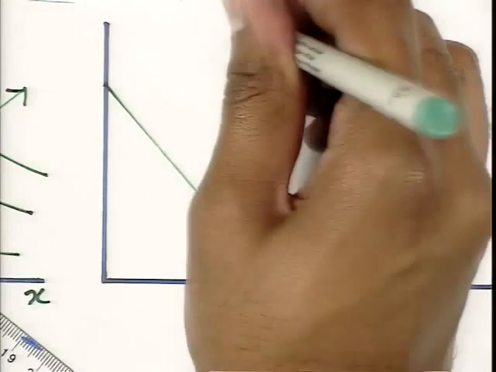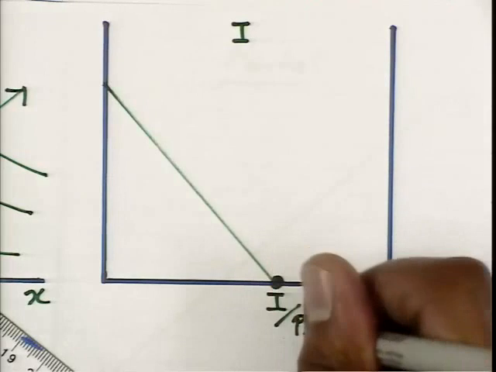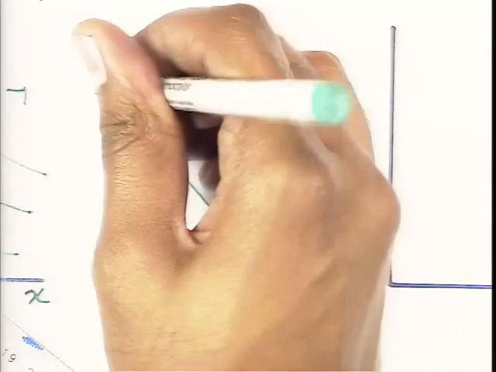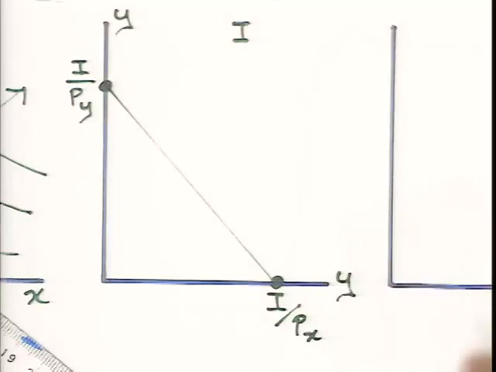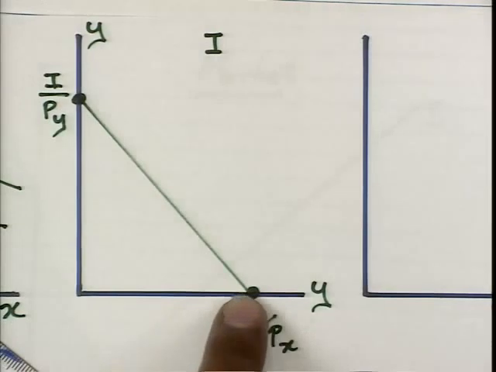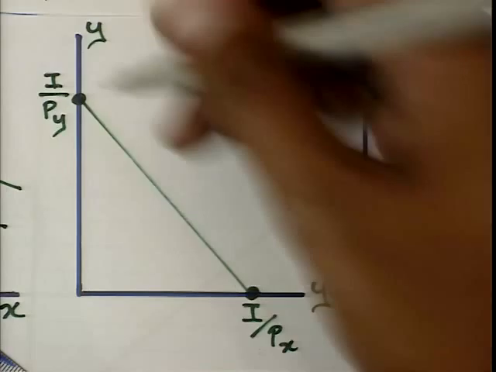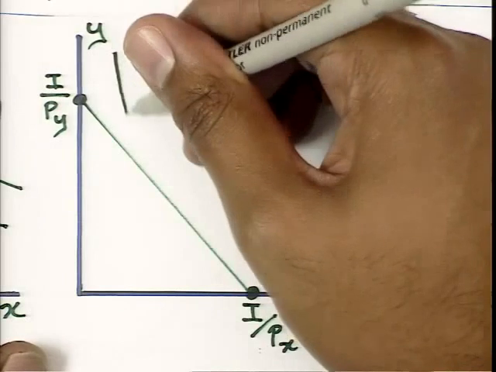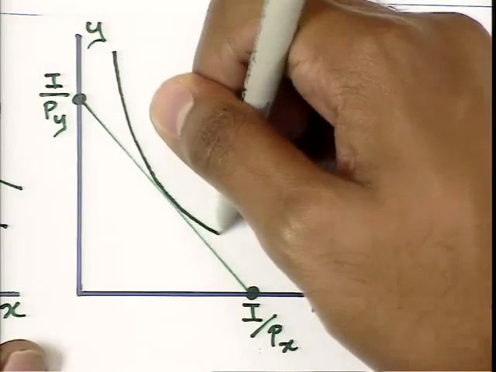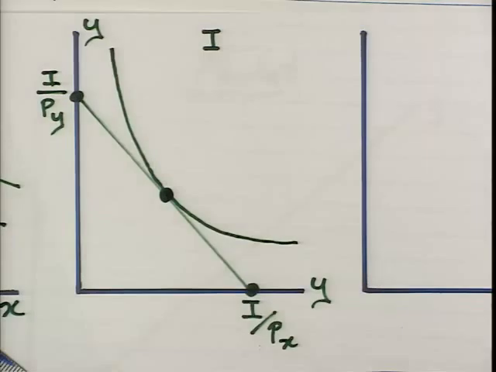If my income is symbol I, that is the maximum amount of X I can buy, and that is the maximum amount of Y I can buy. My income divided by the price of X is the most X I can buy. My income divided by the price of Y is the most Y I can buy. My best affordable combination is where my indifference curve just touches my budget.